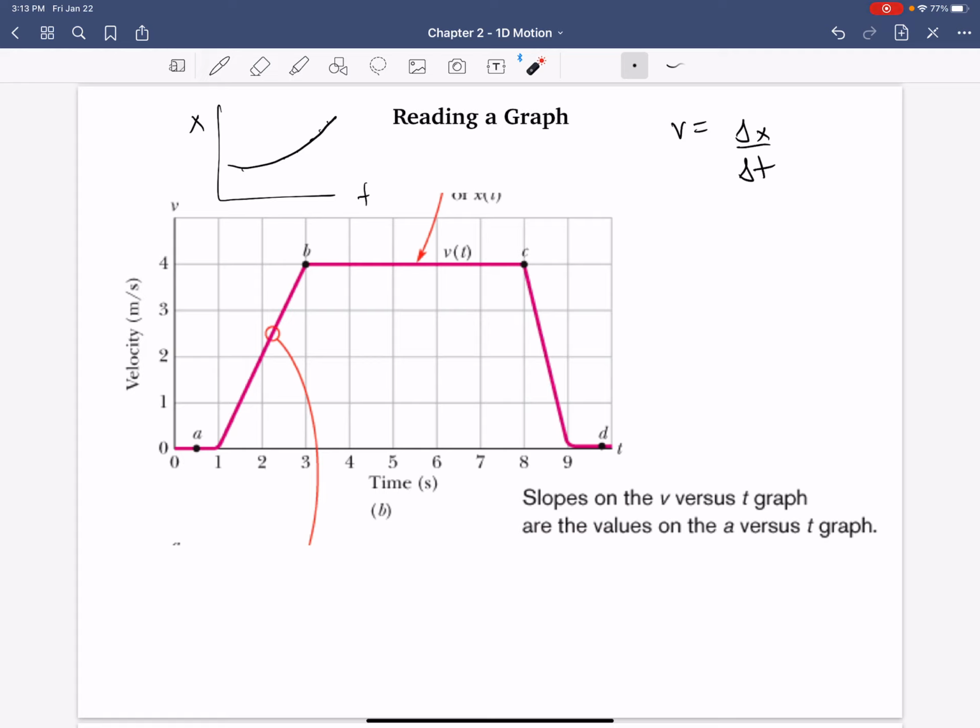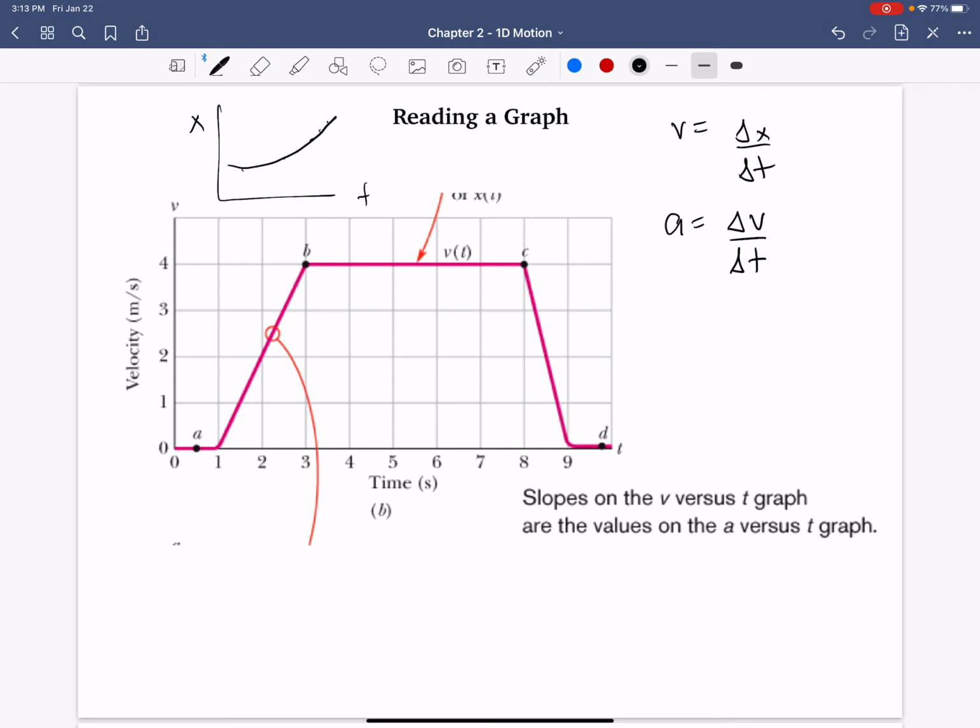So let's do this. At 1 second, the value for the velocity is 0, right? At 1.5, it's 1 meter per second. At 2 seconds, it is 2 meters per second. At 2.5 seconds, it is 3 meters per second. And at 3 seconds, it's 4 meters per second. So the rise over run, regardless of what ratio you use, is always the same. So that is by definition an acceleration: a change in speed divided by a change in time.